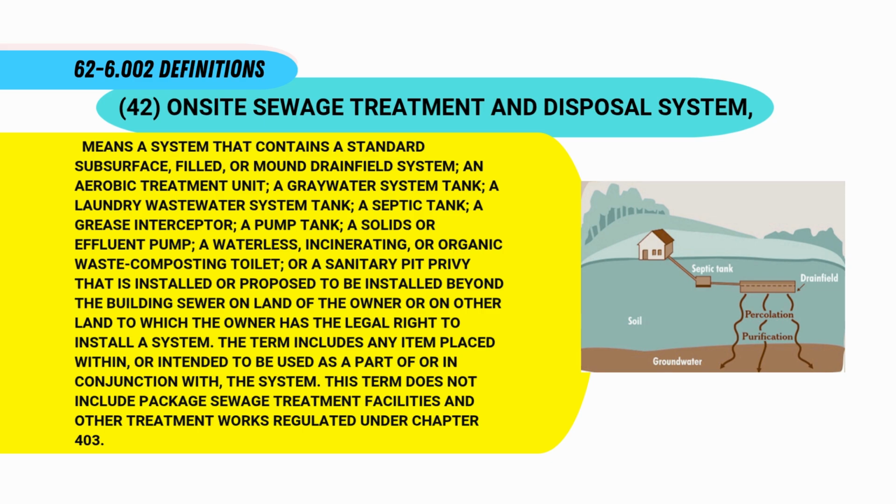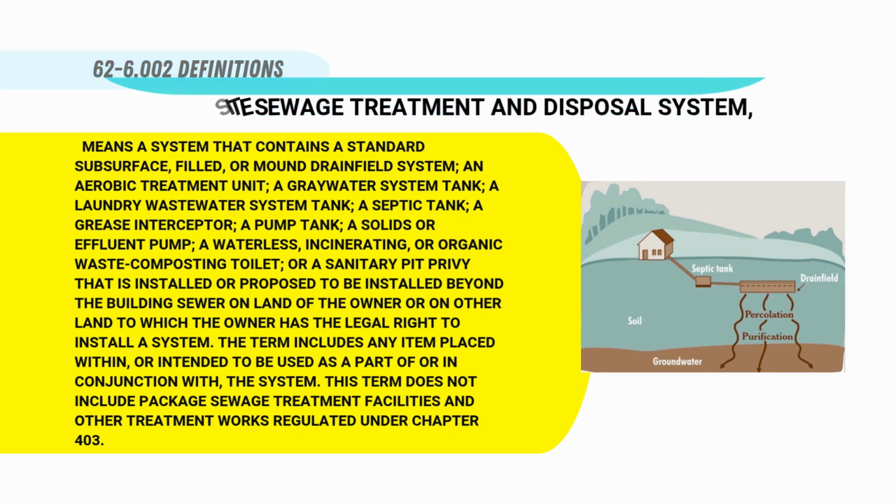pit privy that is installed or proposed to be installed beyond the building sewer on land of the owner or on other land to which the owner has the legal right to install a system. The term includes any item placed within, or intended to be used as a part of or in conjunction with, the system. This term does not include packaged sewage treatment facilities and other treatment works regulated under Chapter 403.